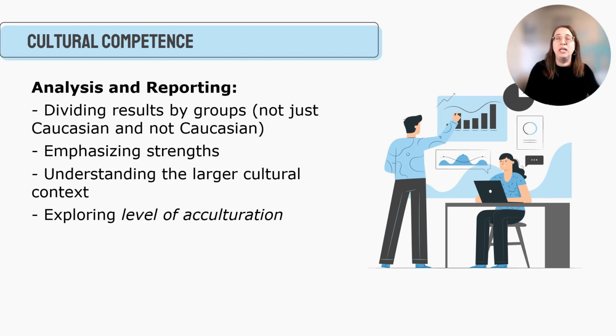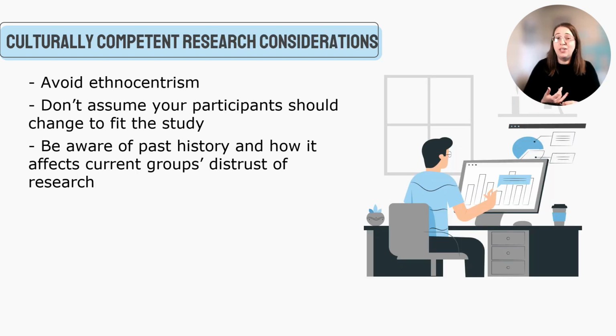And I thought the book was really interesting because it talks a lot about the level of acculturation and the idea that there are levels of acculturation when individuals come to a country and they're learning the language and adapting to the customs. And the idea is that people acculturate at different levels. So a couple considerations to be aware of. One is we really want to avoid ethnocentrism. That is the belief in the superiority of your own culture.